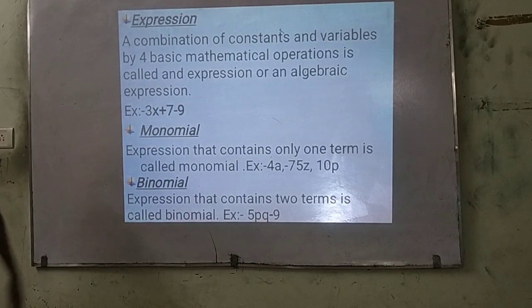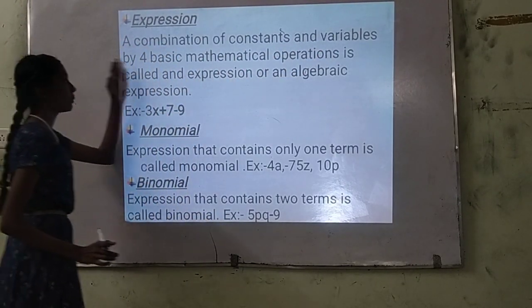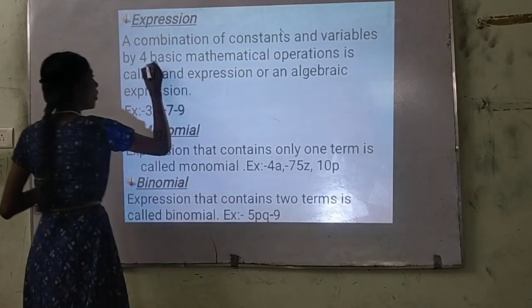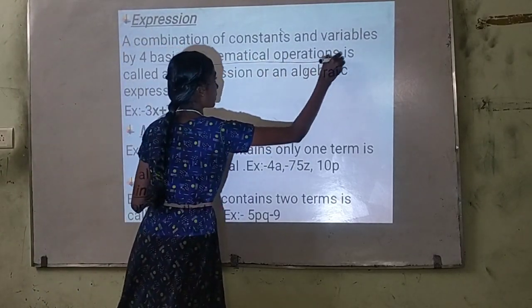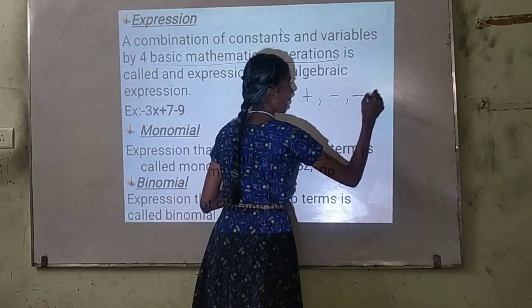Now let us see what is an expression. A combination of constants and variables by 4 basic mathematical operations. What do you mean by the 4 basic mathematical operations? They are addition, subtraction, division and multiplication.